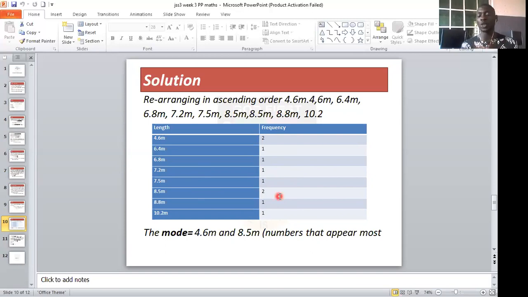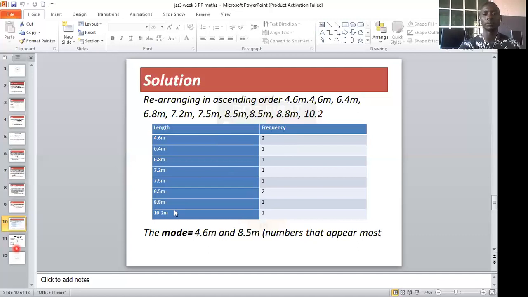When you prepare a frequency table like this, it is easy to get your modal score, because you know the number with the highest frequency, which is obviously 4.6 and 8.5. The mode equals 4.6 and 8.5, the numbers that appear most. From the frequency table, it is easy to determine. You can see 2 and 2.